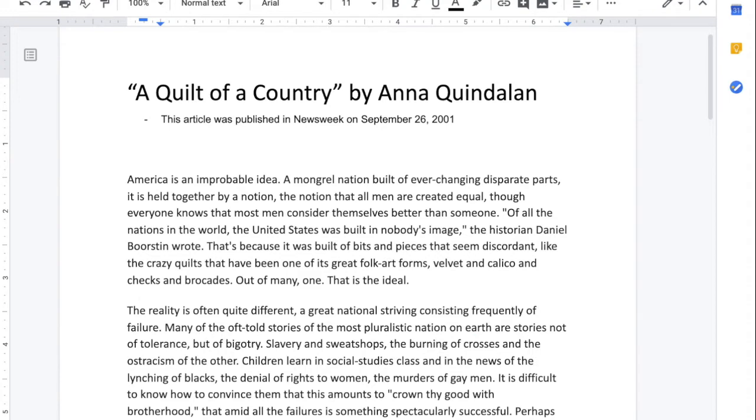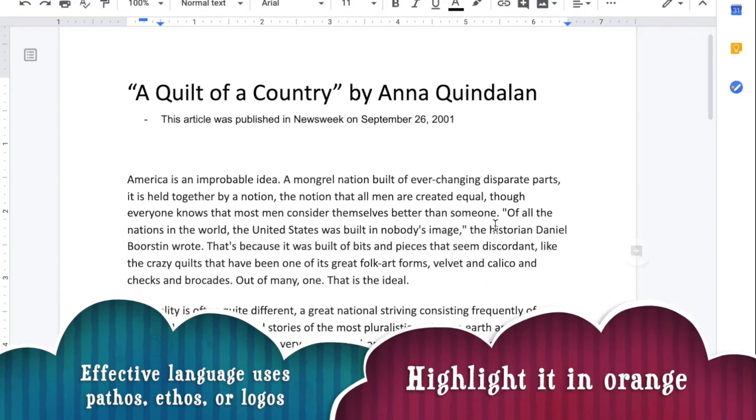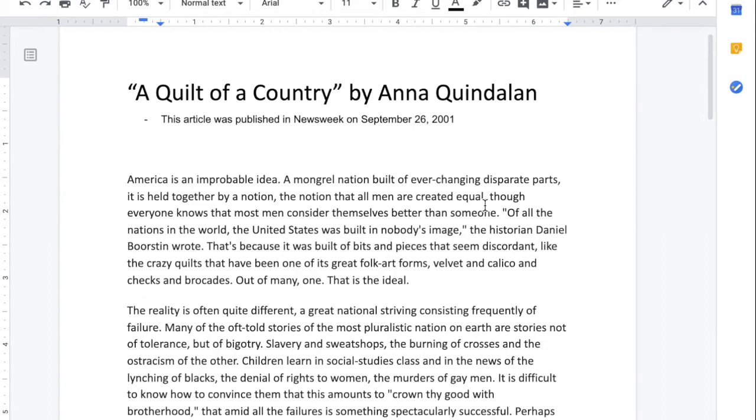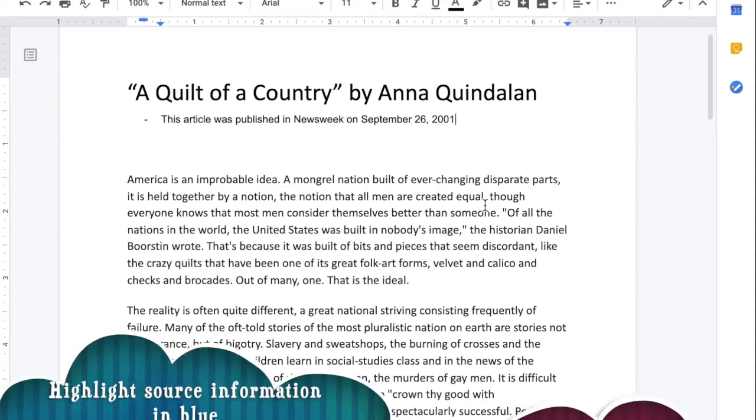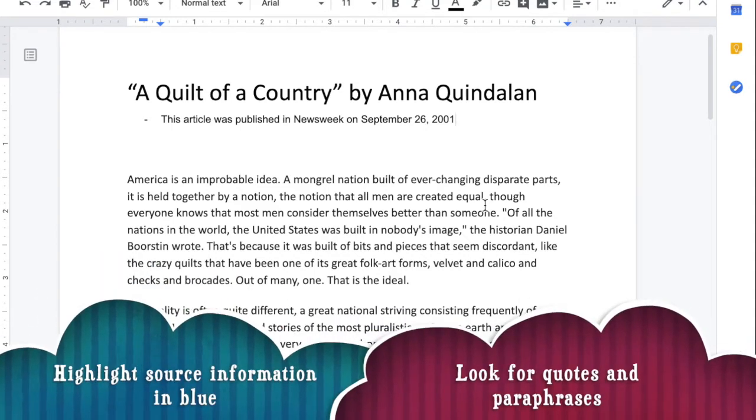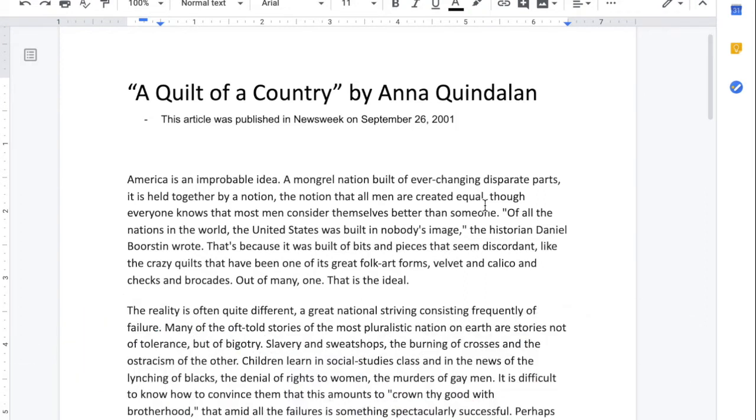I also want us to highlight in one color uses of effective language. So language that has an emotional appeal or a logical appeal or an appeal to ethics or authority are good examples of effective uses of language. And I'll give you examples in the text too. I also want you to highlight in a different color source information. And source information is information that the author pulls from an outside person, study, or text. So think about quotes or paraphrases. Okay, with that said, we're going to go ahead and get started reading paragraph 1. So follow along with me as I read.